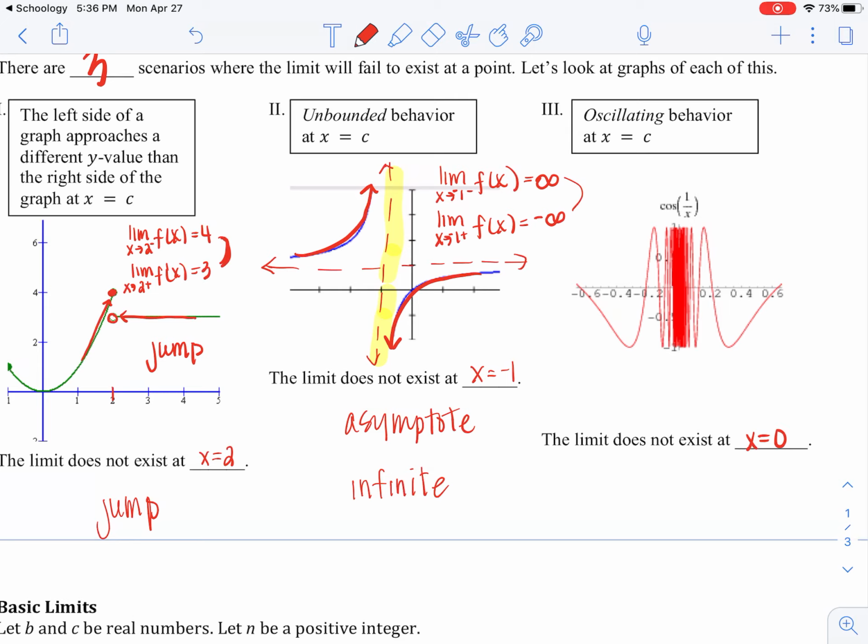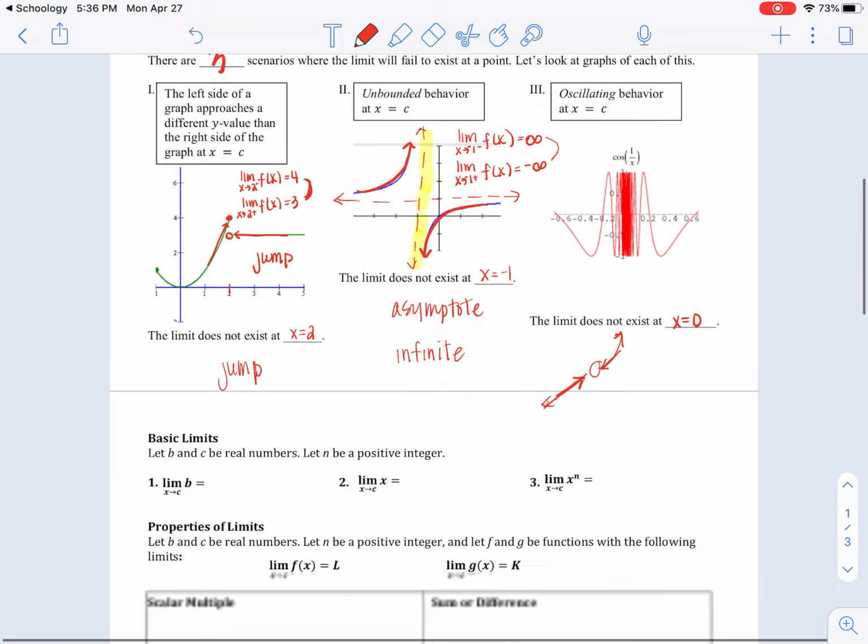Now, another type of discontinuity that we've talked about is when you have a hole, which is called a removable discontinuity. A limit does exist there. If you think about what a hole looks like, so let's say the hole looks like this, and then I have this line right here. If you're approaching that hole from the left and you're approaching it from the right, you're still approaching the same y value. So limits exist at holes. Limits don't exist at jumps, asymptotes, or oscillating behavior.